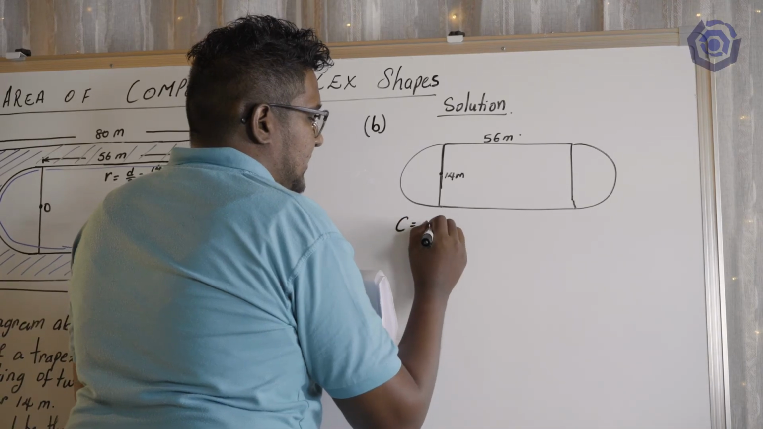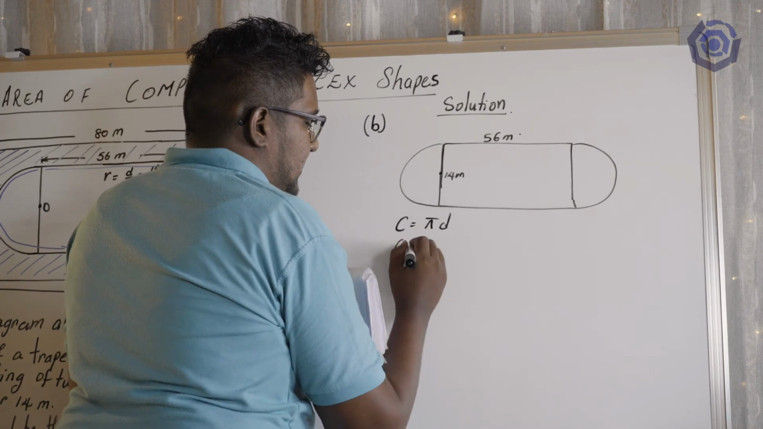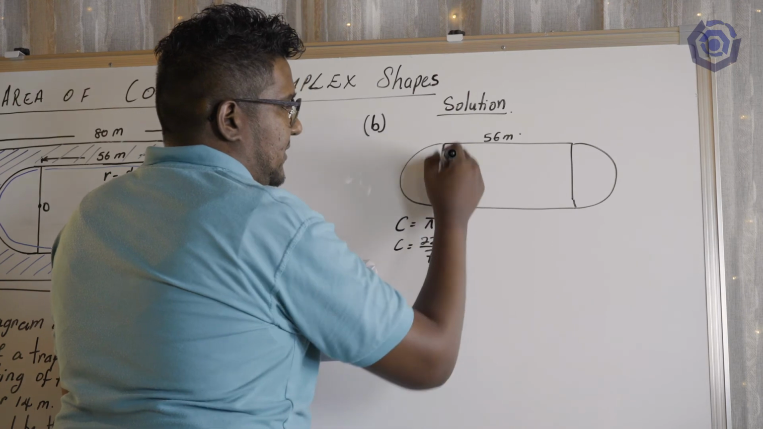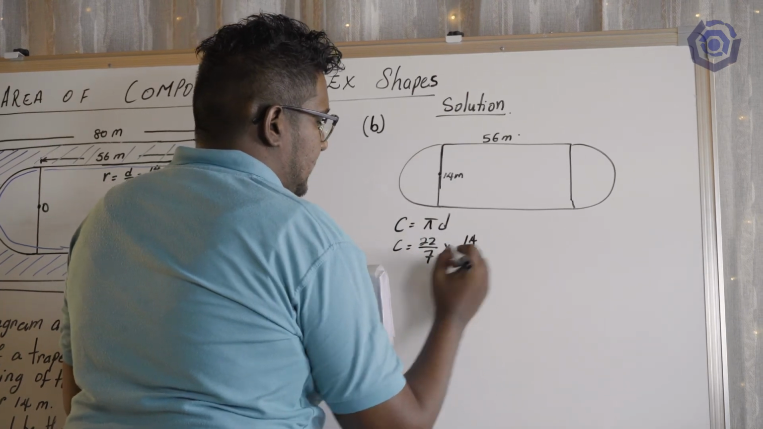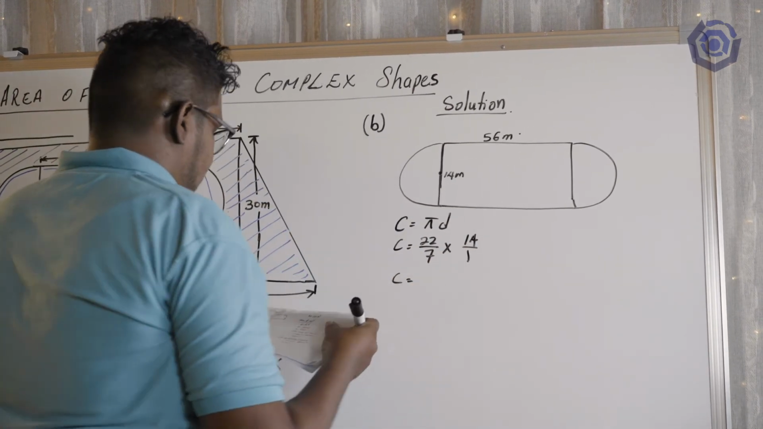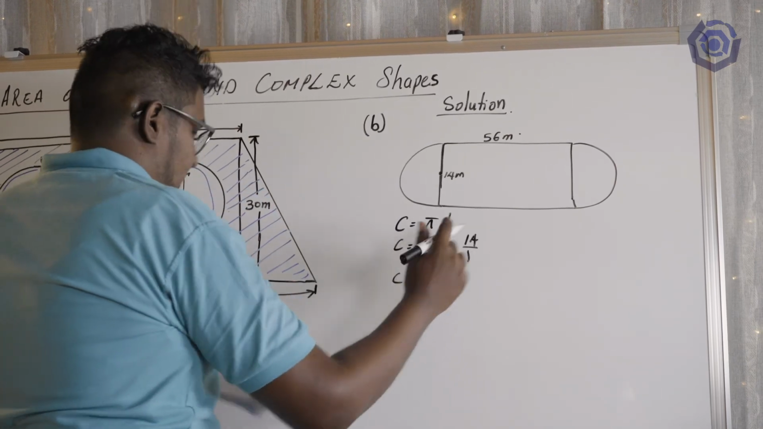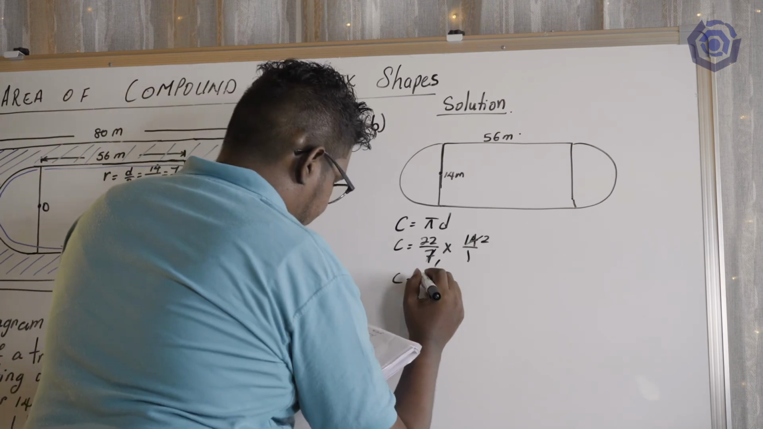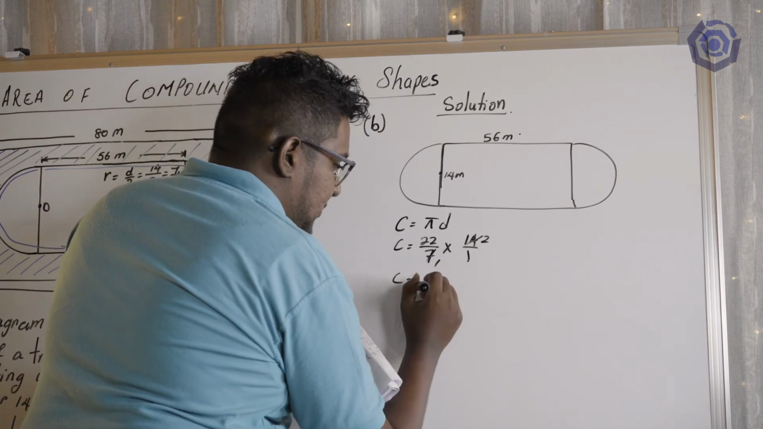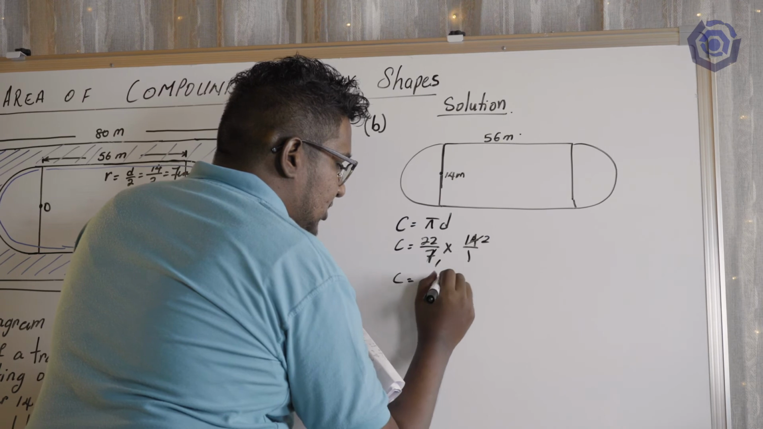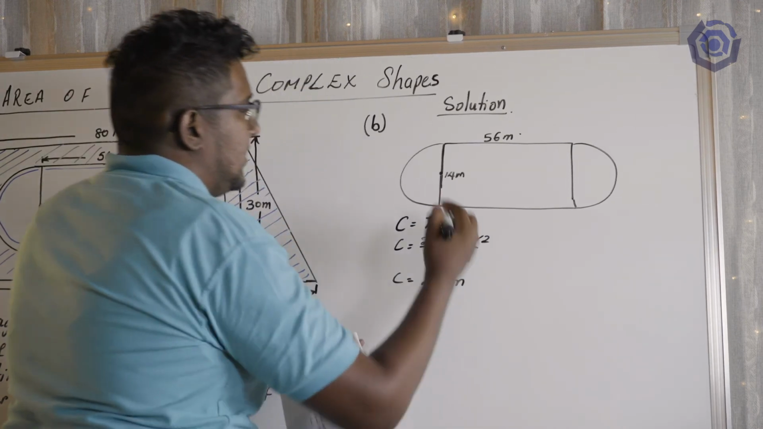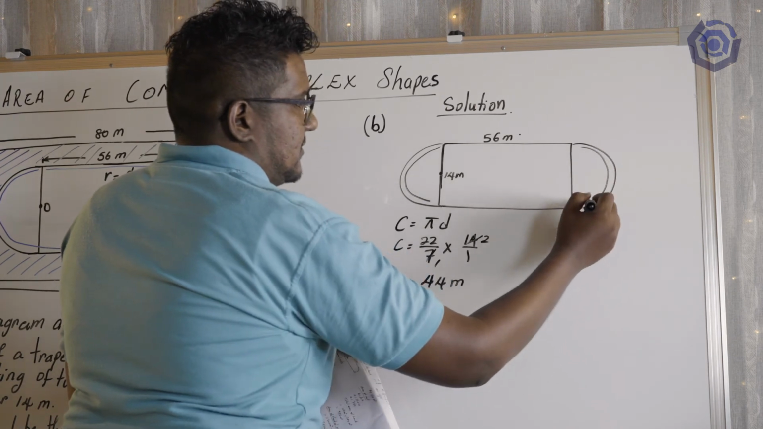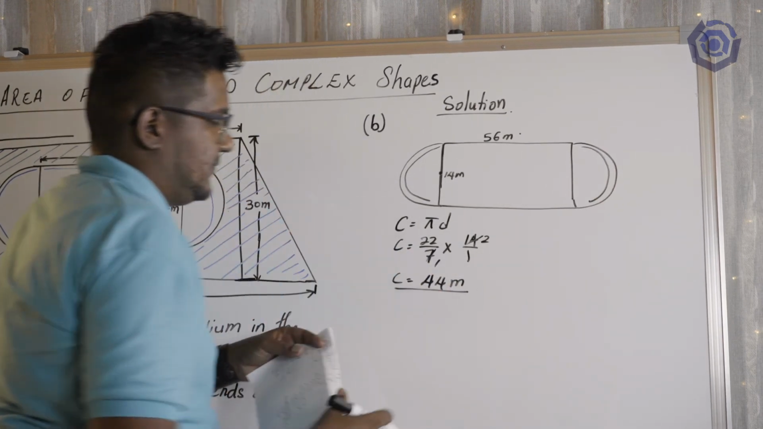So C equals pi d. C equals pi, which is 22 over 7, times the diameter, which is 14. Alright, let me cancel 7 into 7, and 7 into 14 gives 2. 22 times 2 is 44. And 1 times 1 would give me 1. So the circumference is 44 meters. So this piece and this piece together is 44 meters.